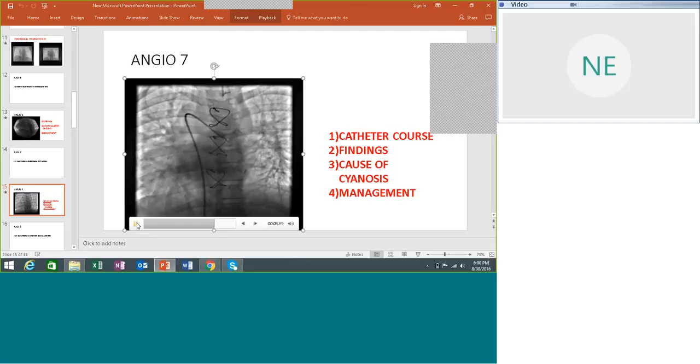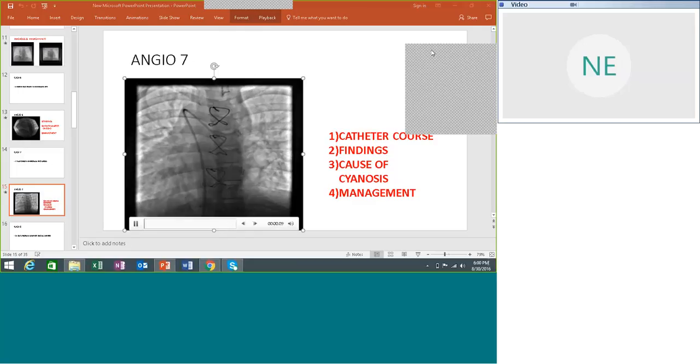Great, great, great. So what's the catheter course? What is the catheter course, friends? And why is the patient having increased cyanosis? Look at the angio properly. Hepatic veins may not be. PAVMs, yeah, that's the correct answer.